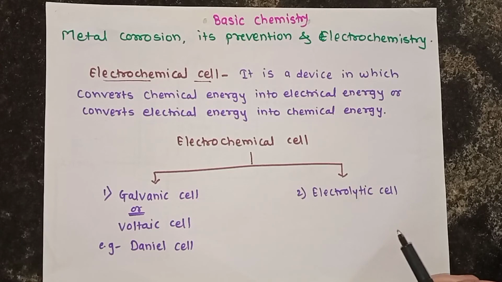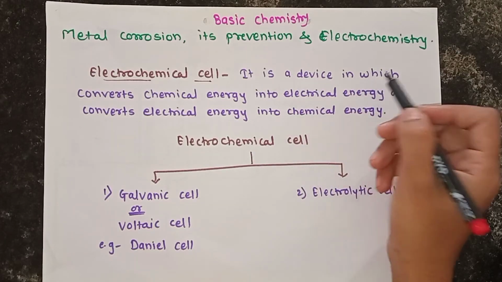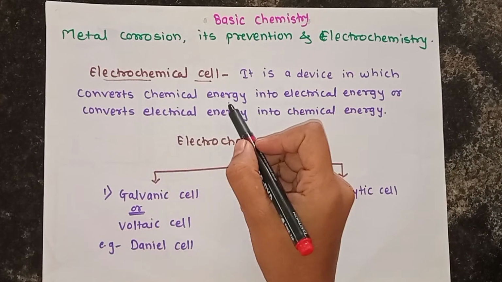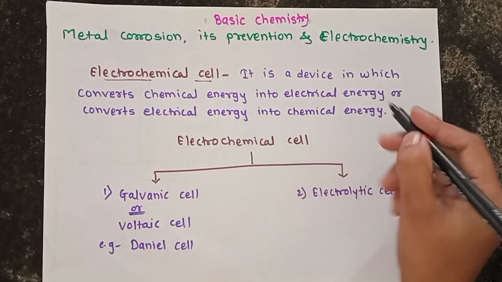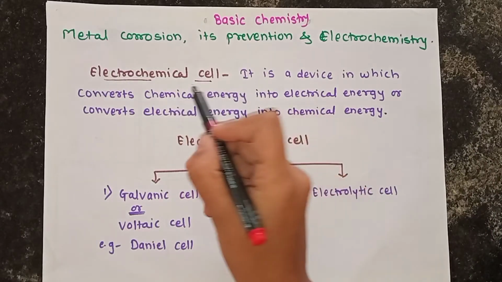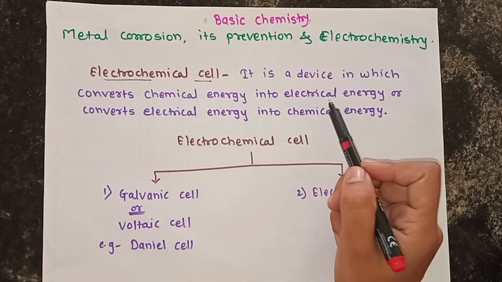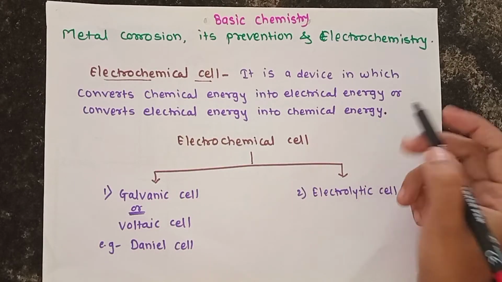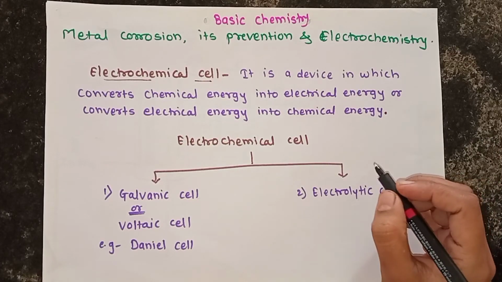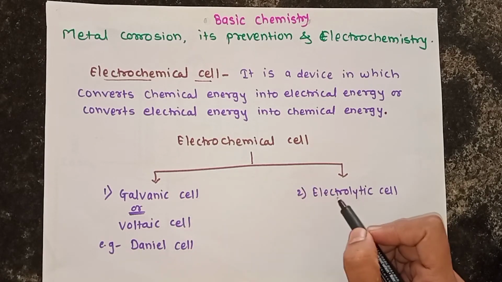Firstly, the definition of an electrochemical cell: it is a device which converts chemical energy into electrical energy or converts electrical energy into chemical energy. That means in an electrochemical cell we convert chemical energy into electrical energy, or we convert electrical energy into chemical energy. Depending on the working of the electrochemical cell, these cells are classified into two types.